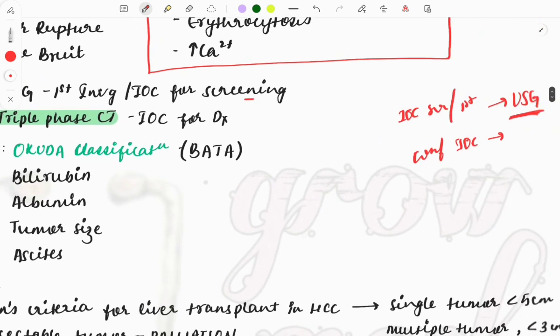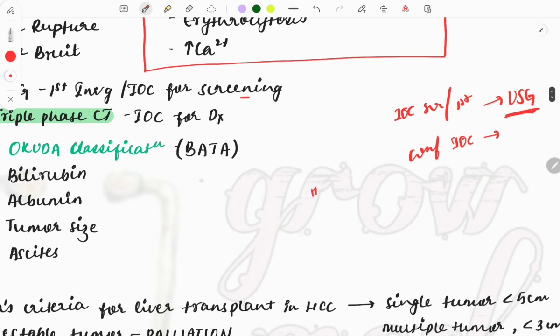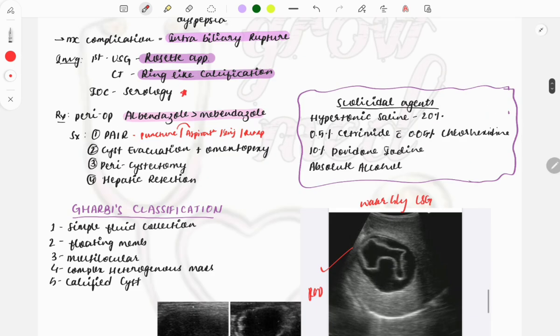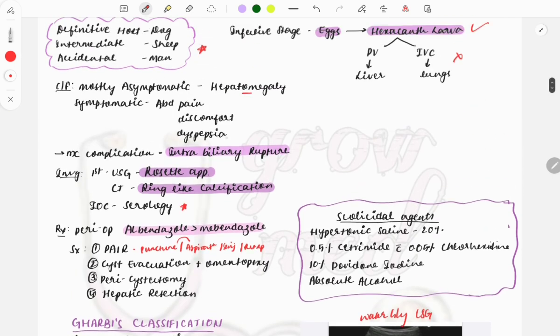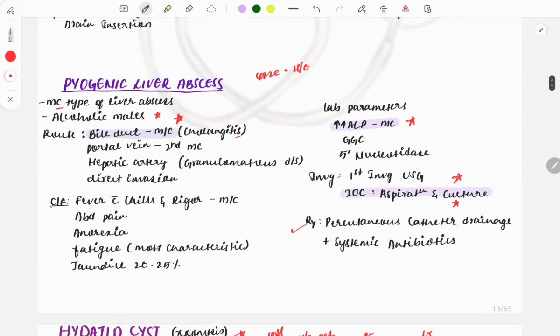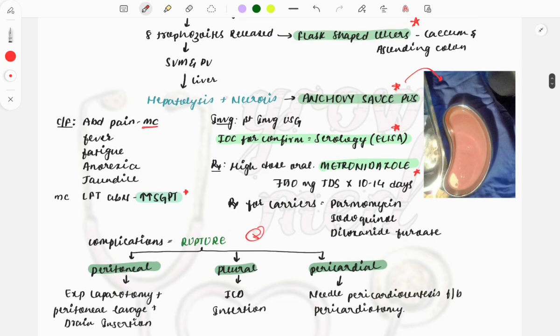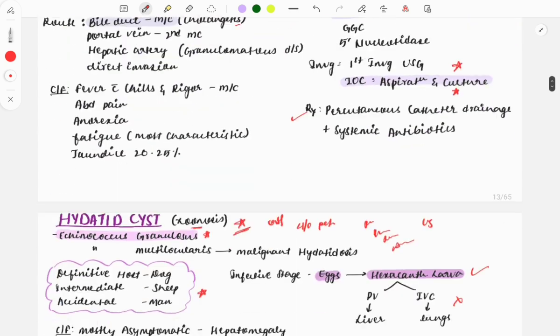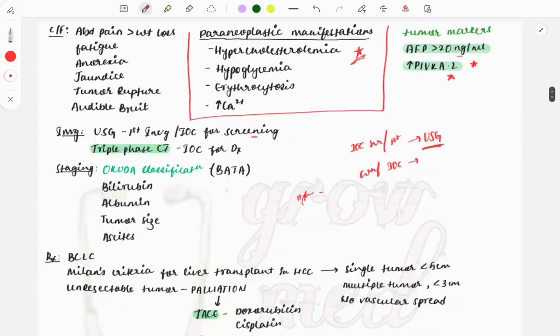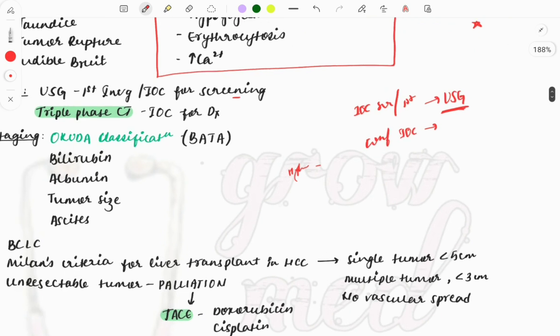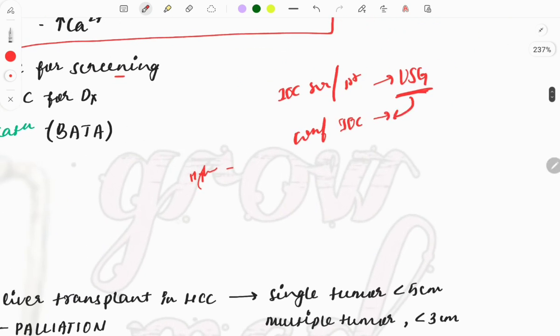Like in case of hydatid cyst, serology is the investigation of choice. And for pyogenic liver abscess, it is aspiration and culture, and for hydatid it was serology. Whereas the first investigation for all will be USG. When the screening comes positive, then we will go to the confirmation tests.